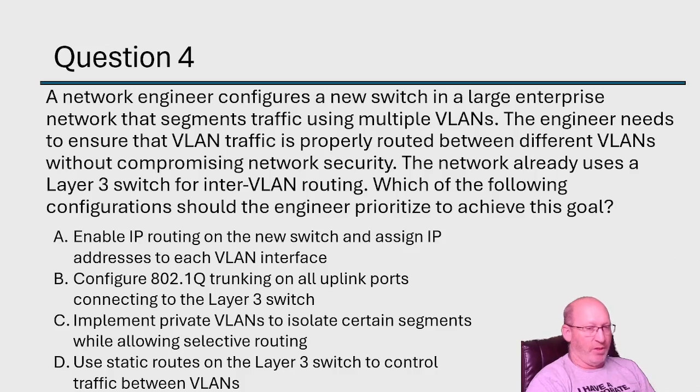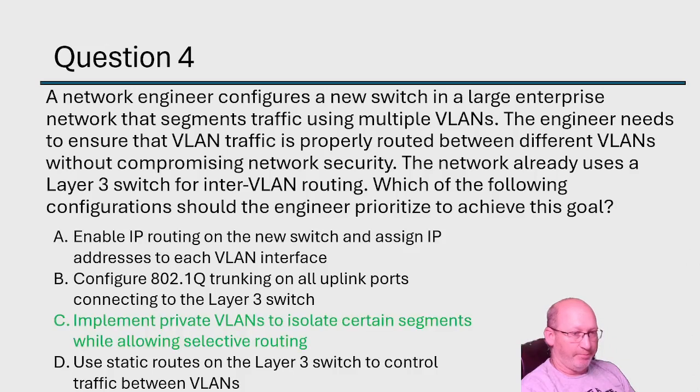We want to segment. We want to isolate different devices on our network, right? And then by providing that selective routing, we can interconnect between the different VLANs across our network. This really does meet our goal. I hope that makes sense. But question 4, it's going to be C. There you go. All right, moving on.